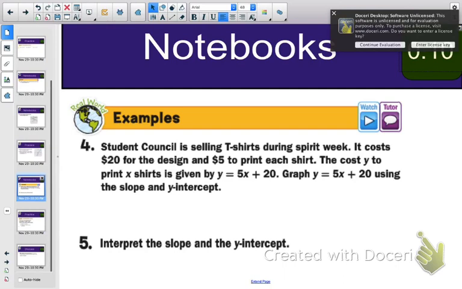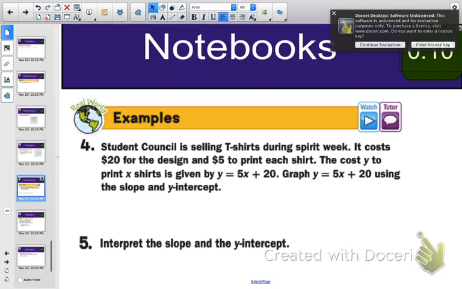Okay, so now we got this word problem. It says student council is selling t-shirts during Spirit Week. It costs $20 for the design and $5 to print each shirt. The cost y to print x shirts is given by y equals 5x plus 20. Graph the equation using the slope and the y-intercept. Okay, should put a graph on here, but it's okay, I can make one.